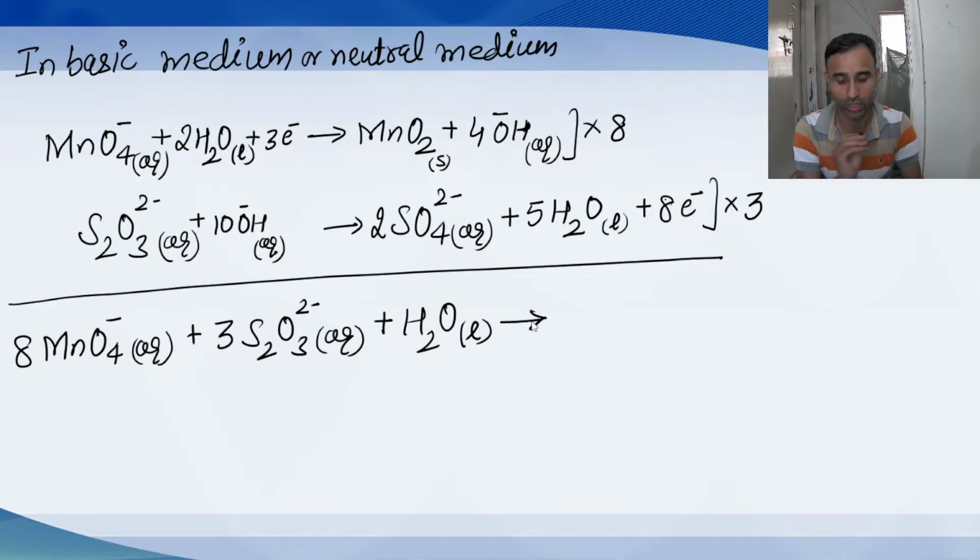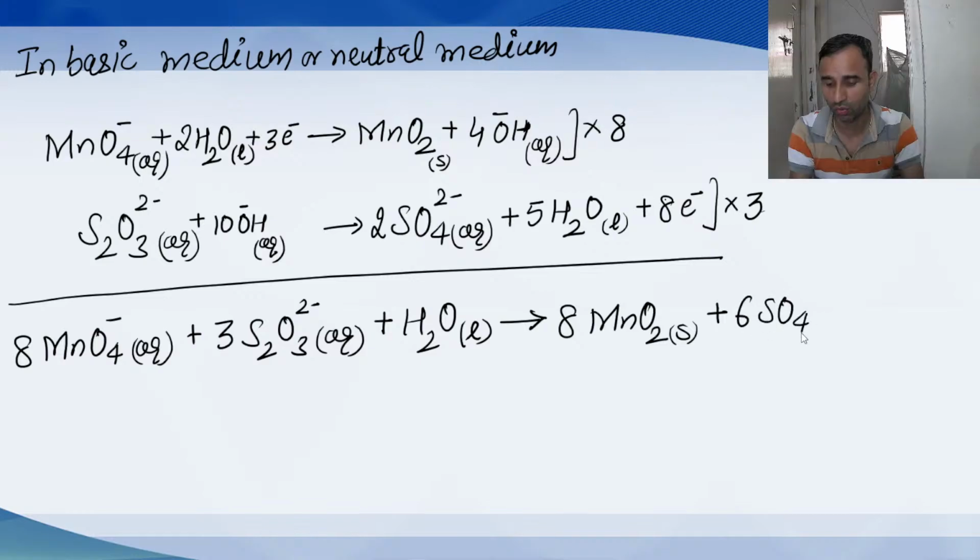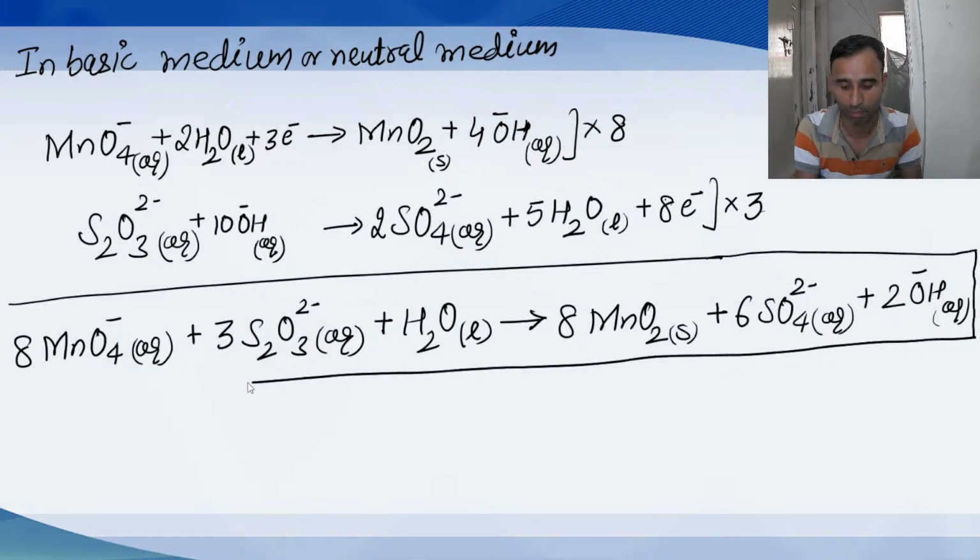Okay. So this one: 8 MnO4 negative plus 3 S2O3 2 negative aqueous plus water to give 8 MnO2 solid plus 6 SO4 2 negative aqueous. Water we have already balanced, and OH negative ion 30 on the left side, 32 on the right side. So 2 OH negative ion aqueous. So this is the final balanced chemical equation.